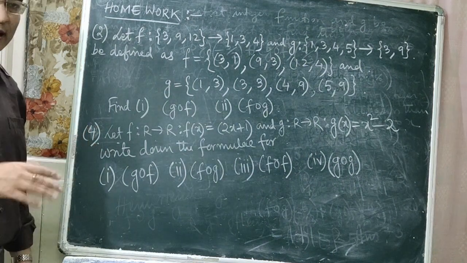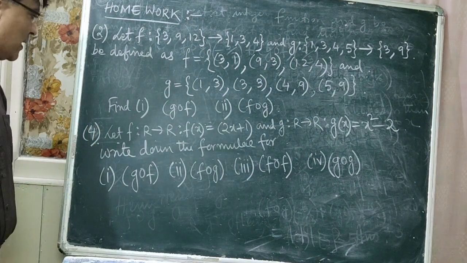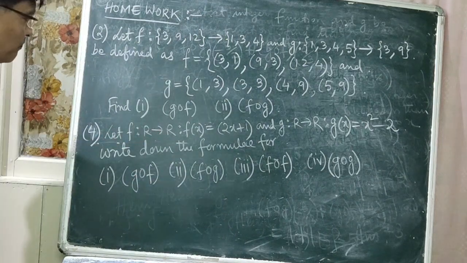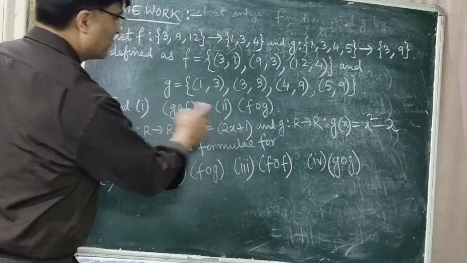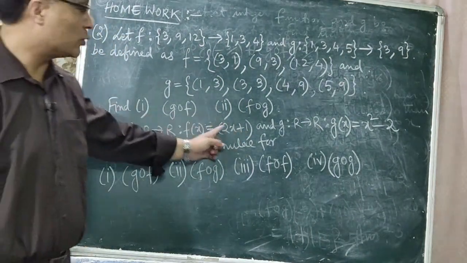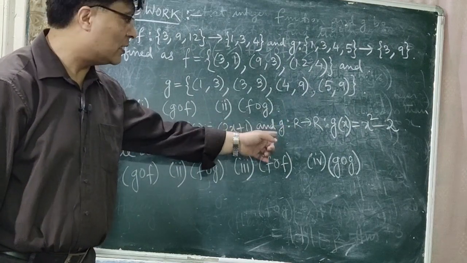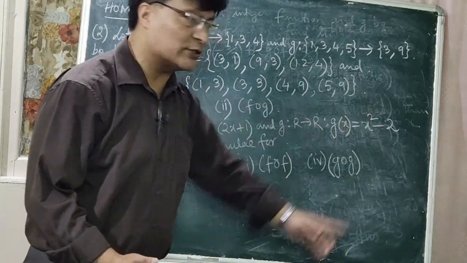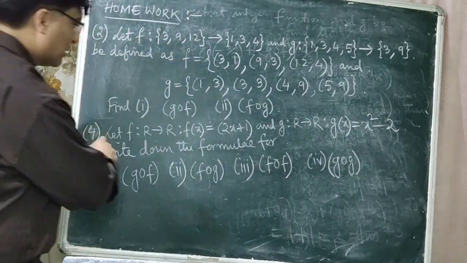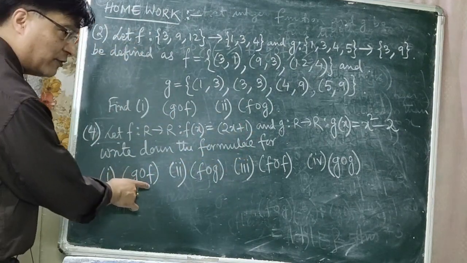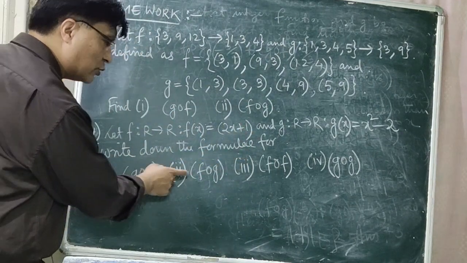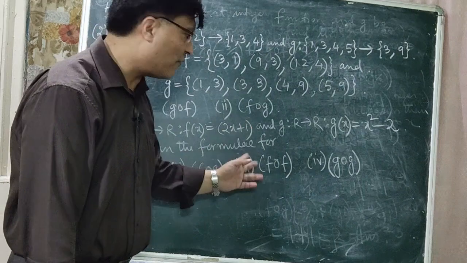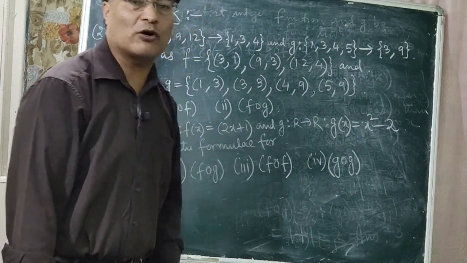Okay, this question number 4 is the same as question number 5 and question number 3, right? So let f be a function from real to real numbers, such that f of x is equal to 2x plus 1. And the function g is given, from real to real numbers again, defined as g of x is equal to x square minus 2. So you have to find number 1 gof of x, number 2 fog of x, number 3 fof of x, and number 4 gog of x.